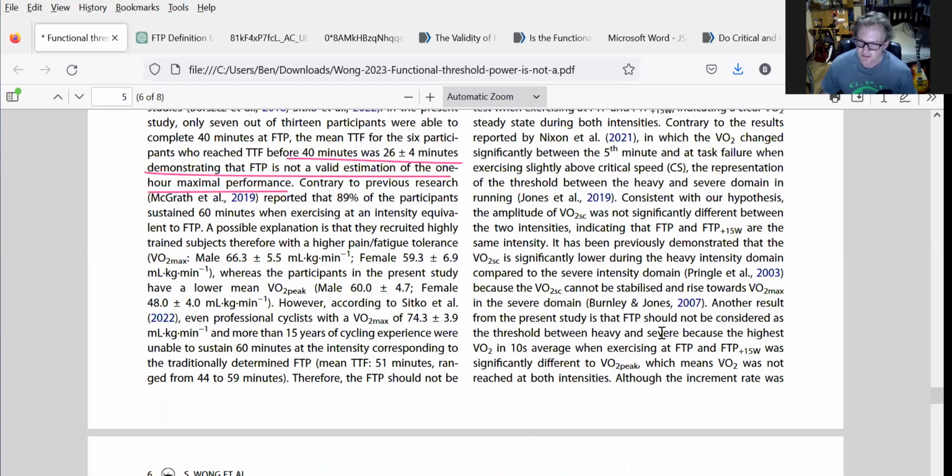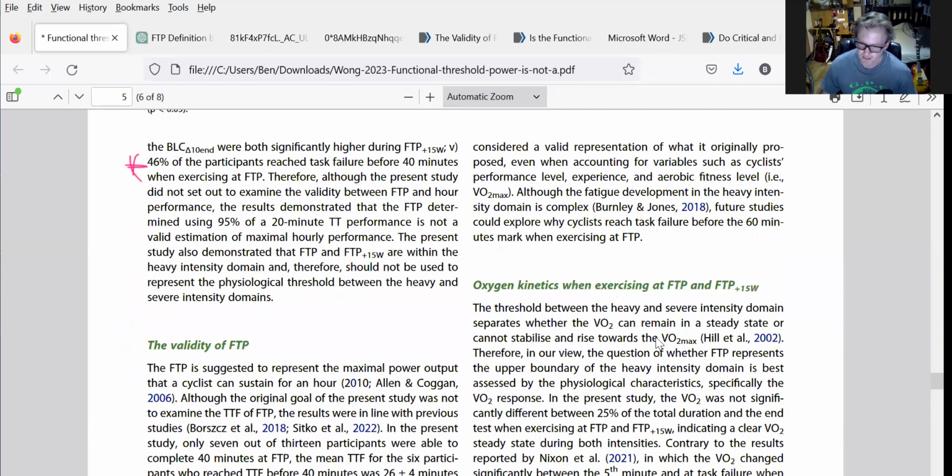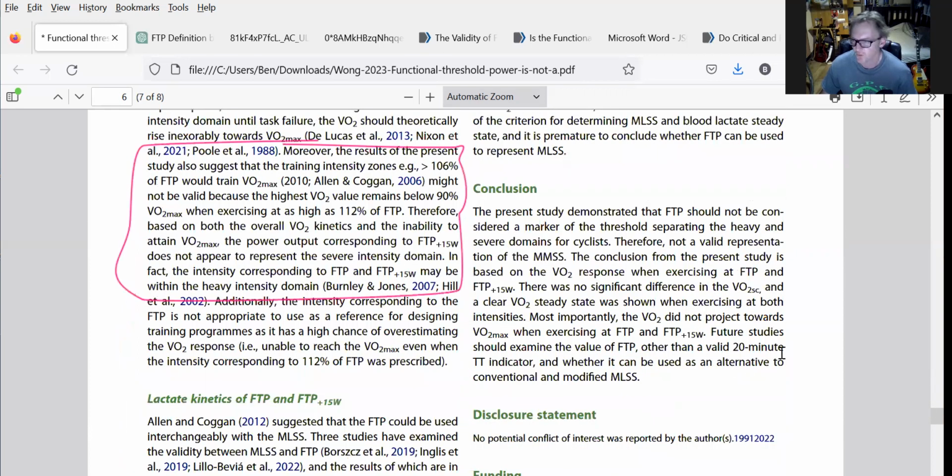So you can probably start to see why the results of an FTP test are progressively becoming more and more like a measuring contest, with less validity for making informed decisions about our training. It's a poor predictor of time trial performance. It doesn't predict our training zones. What it does do is tell us what our 20-minute power is, and that may or may not be important to you.